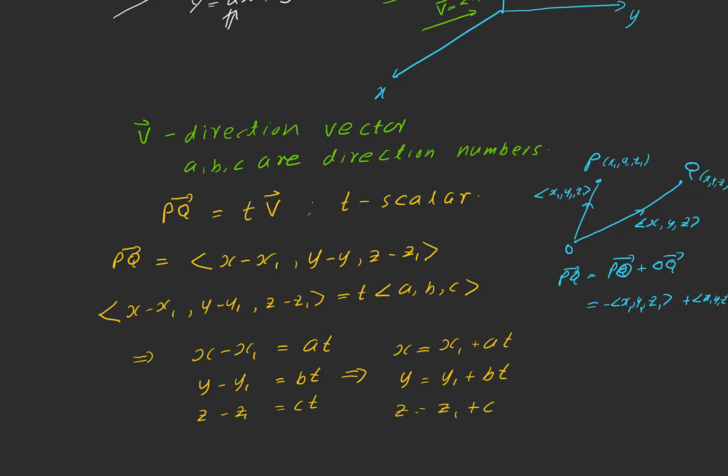z1 plus ct. This is what we call the parametric equations of a line in space.